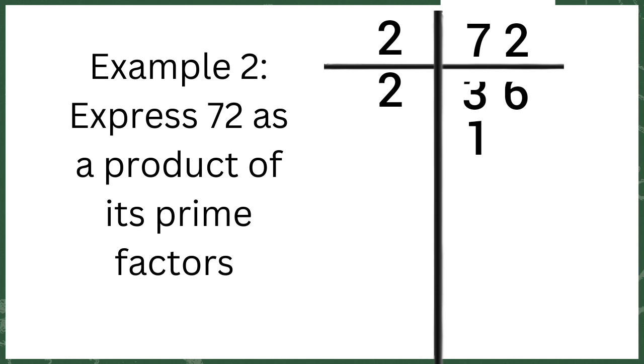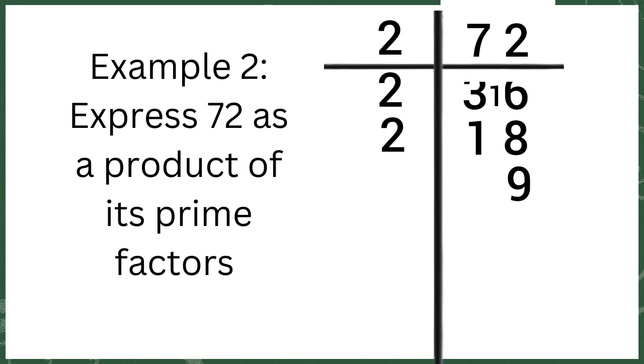Remember 1. When we place 1 beside 6, we have 16. 2 into 16 is 8. Our new number is 18. Because 18 is even, we will use 2 again. 2 into 18 is 9. Our new number is 9. 9 is not an even number. So we will move to the next prime factor, which is 3.